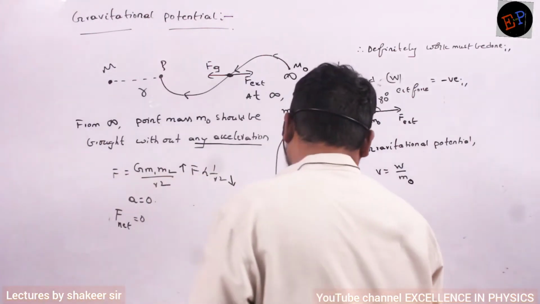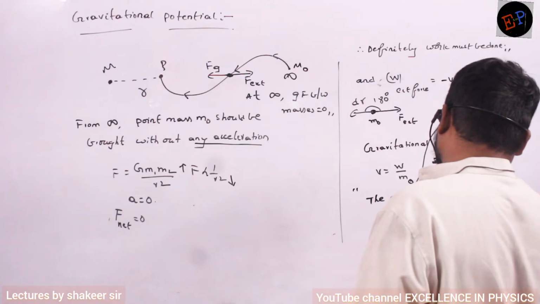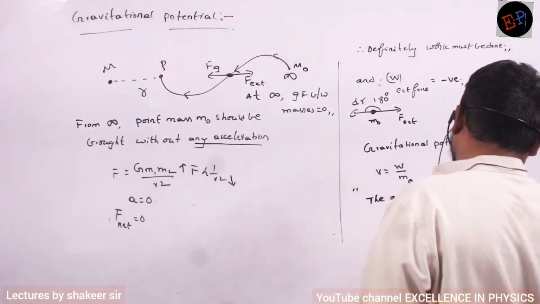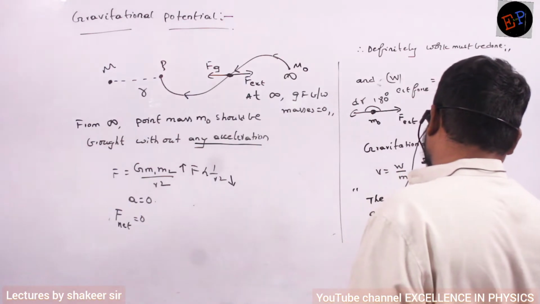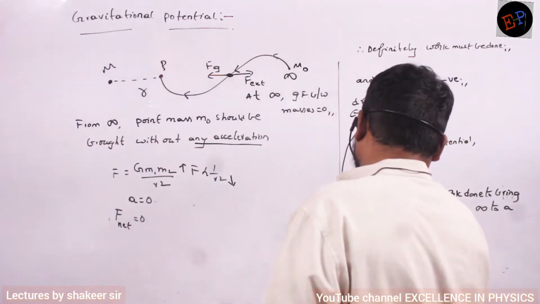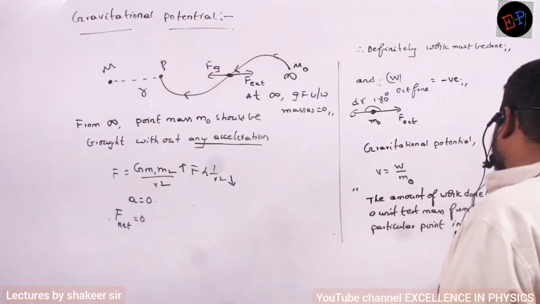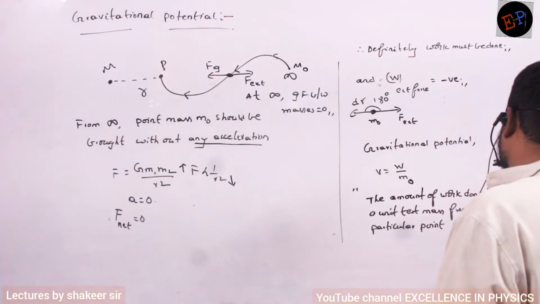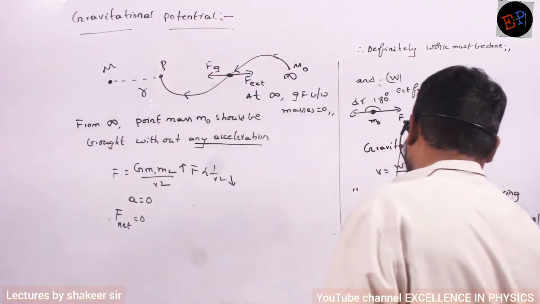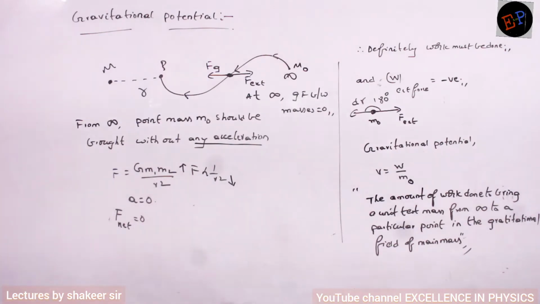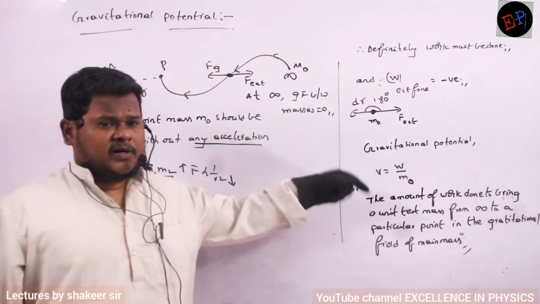So what is the definition we can write here? The amount of work done to bring a unit test mass from infinity to a particular point in the gravitational field of the main mass. This amount of work done is called potential. So what is meant by potential? Potential is basically work done, that's it. But work done per unit test mass.